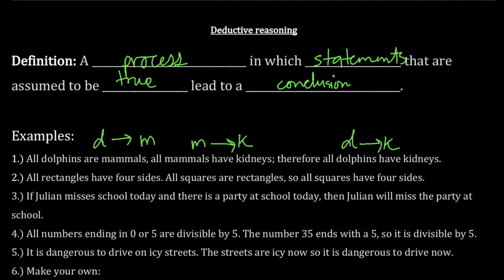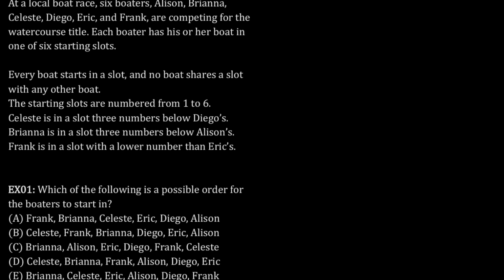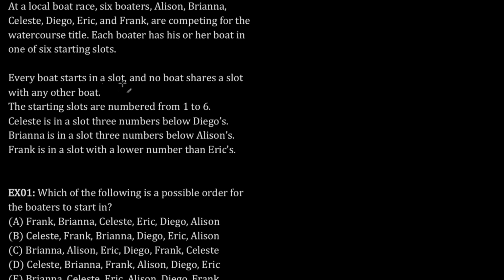So, we're going to go to the second part of our notes. Let's use deductive reasoning in order to answer some questions when we're given a scenario. At a local boat race, we have 6 boaters: Allison, Brianna, Celeste, Diego, Eric, and Frank. They're competing. Each boater has his or her own boat and one of 6 starting slots. Every boat starts off in a slot, and no boat shares a slot. The starting slots are number 1 to 6.